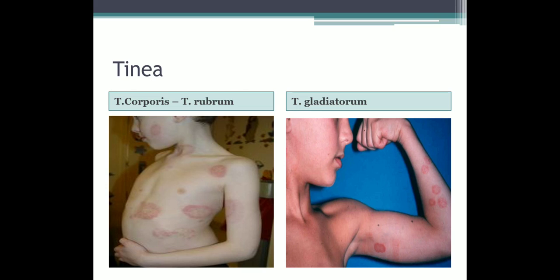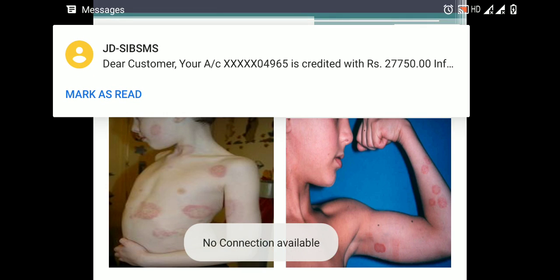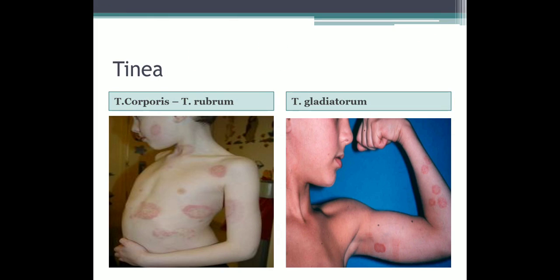If the infection occurs on the non-hairy skin of the body, extending from the groin, it is also called Tinea corporis. The most common agent of Tinea corporis in India is Trichophyton rubrum. However, Trichophyton mentagrophytes infections have also been noted.